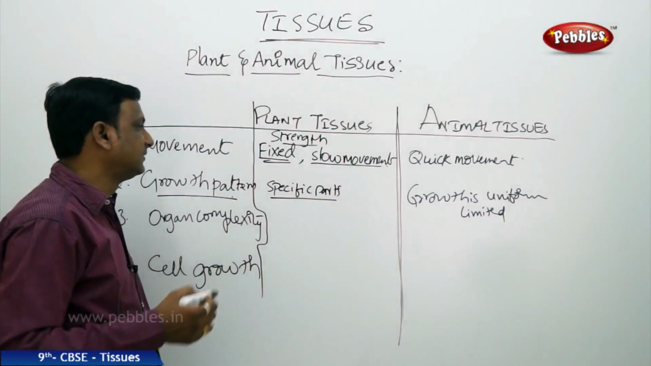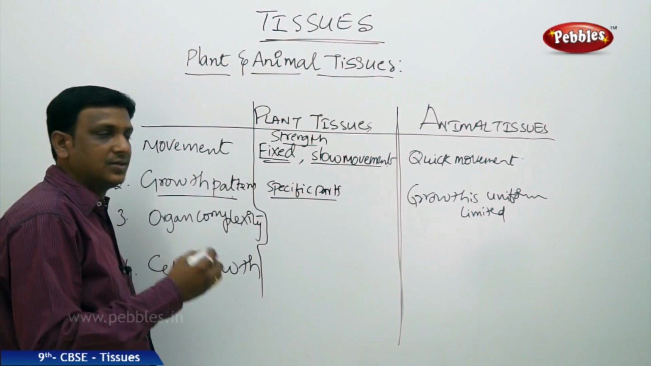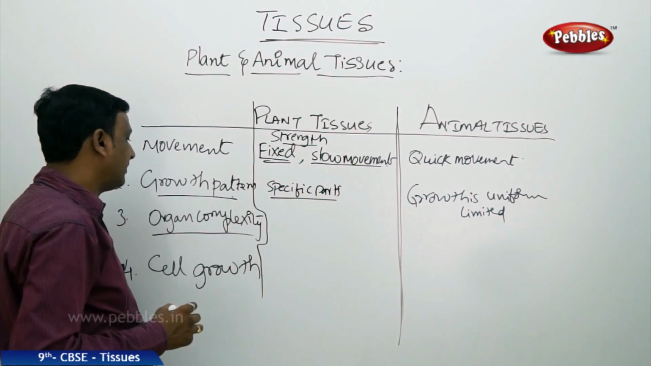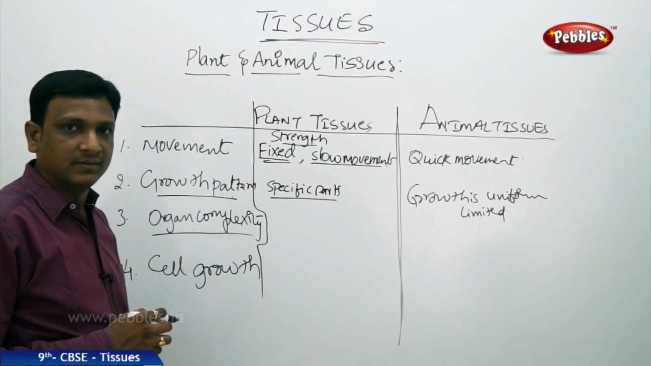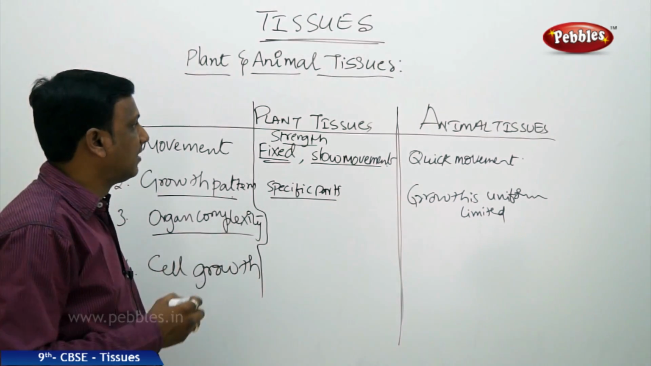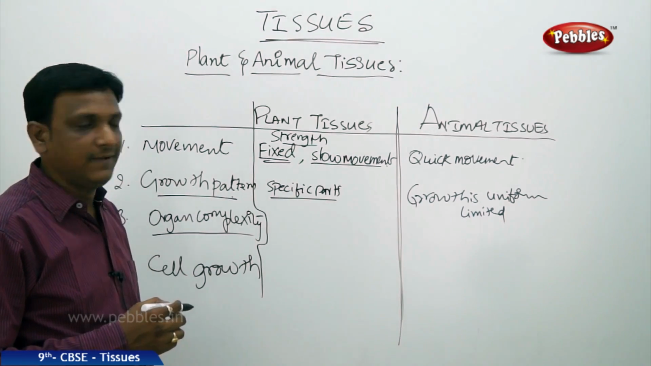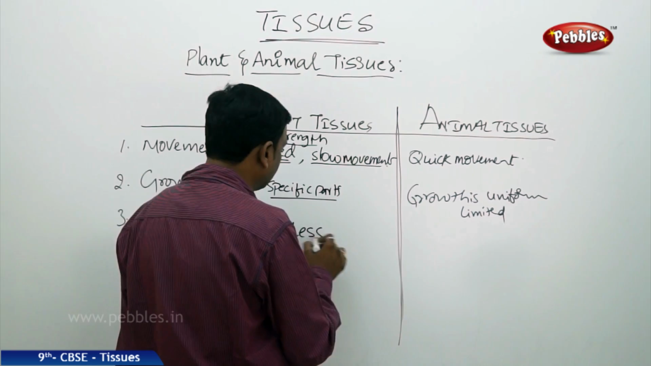So that is the kind of differences we find between plants and animals, which affect their tissues. The next one is organ complexity, the other criterion which decides the tissues of plants and animals. Organ complexity. If you compare the organ complexity, plants have less organ complexity.